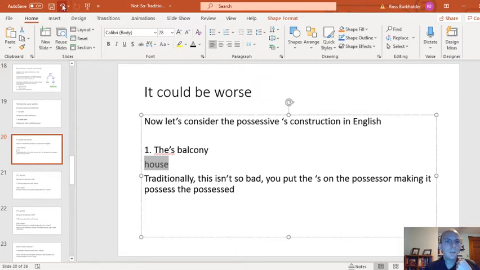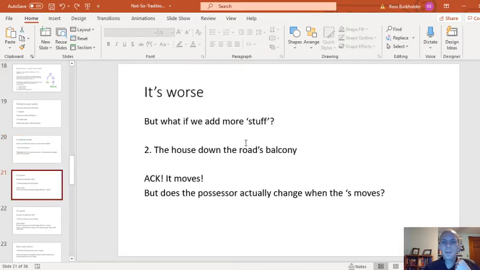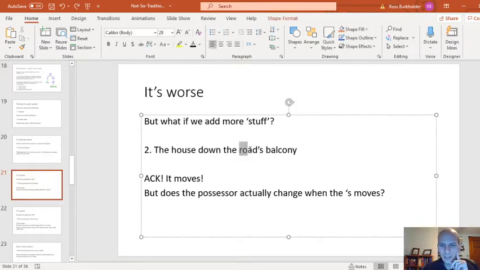In this one, the house down the road's balcony. Whose balcony is it? Is it the road's balcony? It's not the road's balcony. It's still the house's balcony, right? That's odd. The apostrophe S has moved positions, but the state or the relations of possession haven't changed. That's weird. And it gets worse, right?